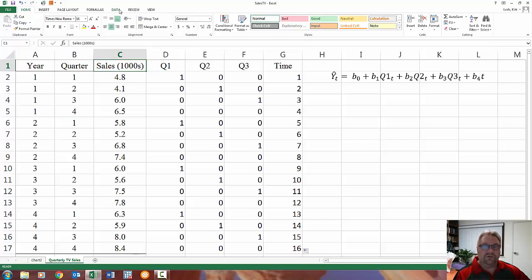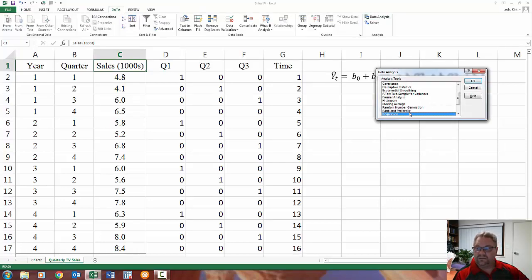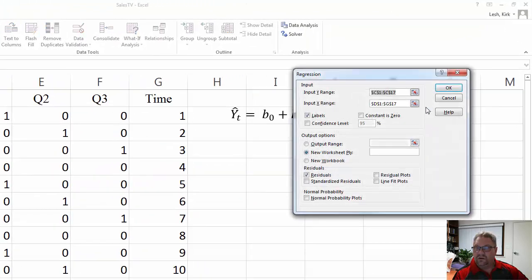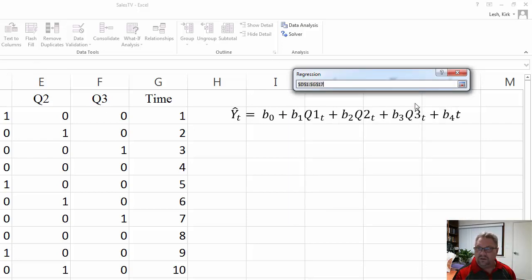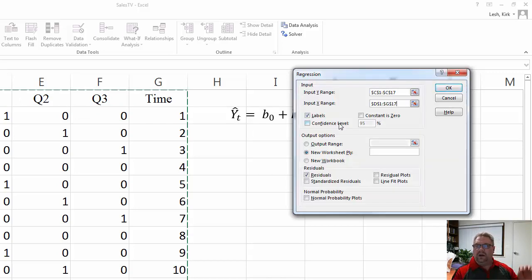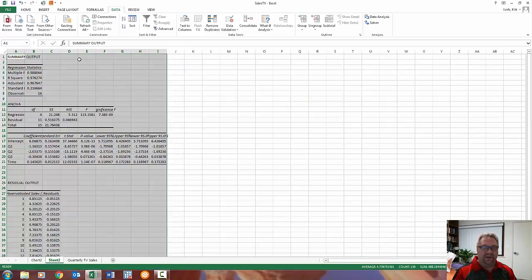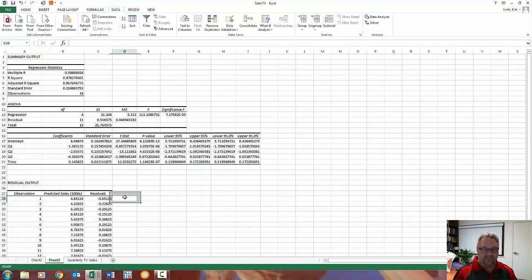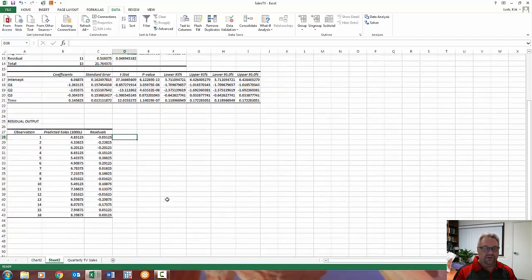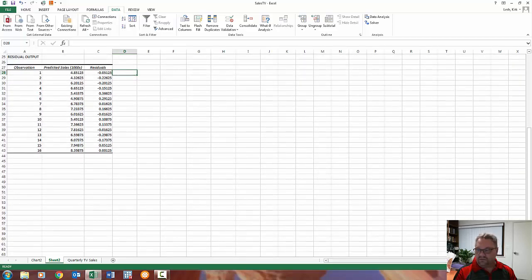Let's run the regression. So we go to Data, Data Analysis, Regression. Okay, the Y variable. And then the X variables. I included my label, so I checked that box. I want those residuals, and the forecast, by the way. So I hit OK. And of course, Excel spits out its analysis, and here we go. Okay, so this is what I'm really concerned with.